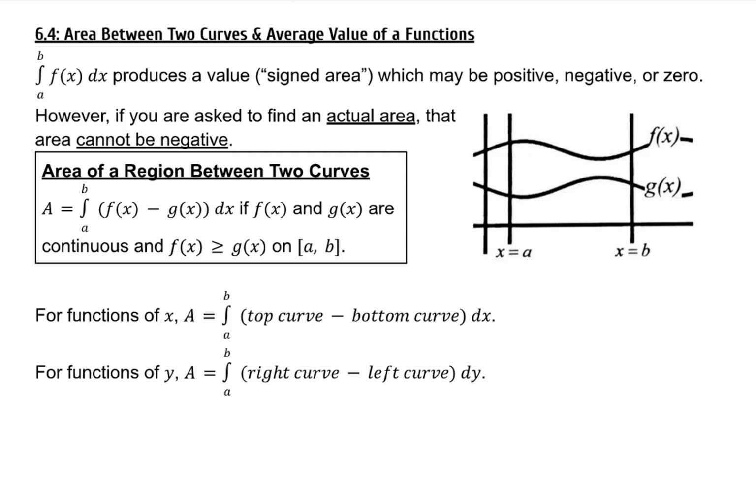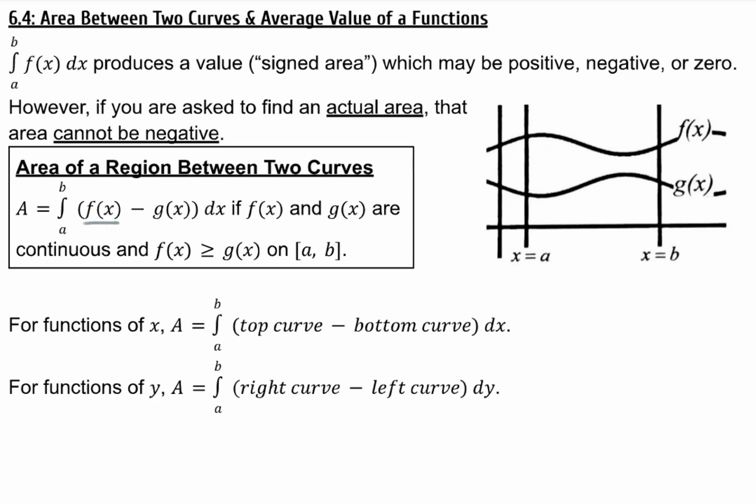To find the area of a region between two curves, you will evaluate the definite integral from a to b of f of x minus g of x, if f of x and g of x are continuous and f of x is greater than or equal to g of x on that interval. For functions of x, informally we'll call it top curve minus bottom curve. That's what you'll be integrating. For functions of y, right curve minus left curve.